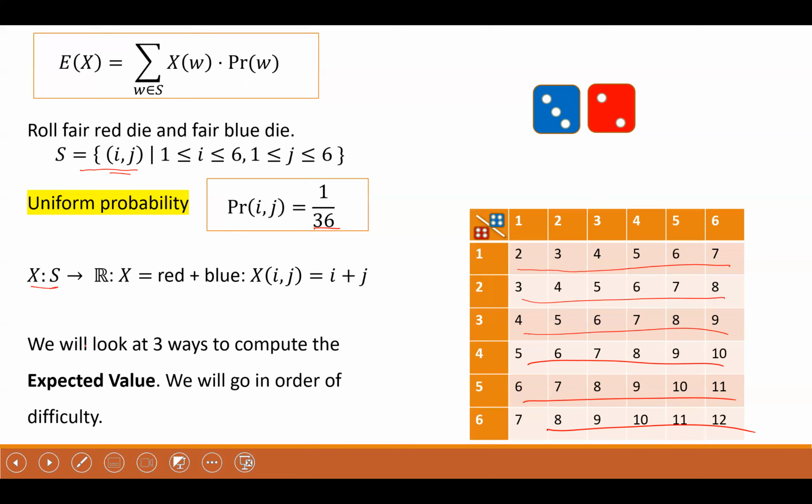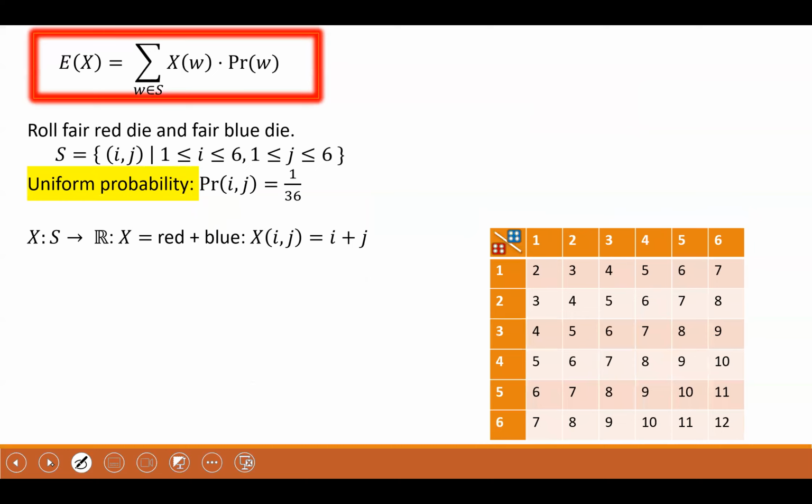There are 3 ways to compute it. Do we have enough time? We have enough time to do the 2 hard ones, and then hopefully we'll get to the easy one next week. So we're going to go in order of difficulty.